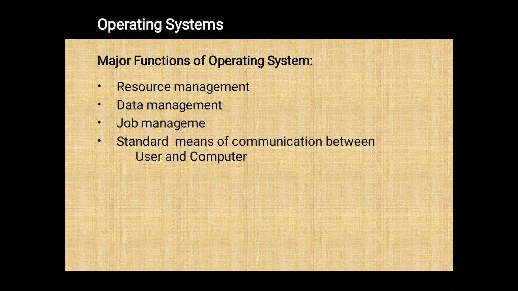So in the last slide, the major functions of the operating system are resource management, data management and job management, and also a standard means of communication between the user and computer. Finally, I conclude my topic regarding operating systems with the major functions of the operating system. Resource management means we can manage any of the resources by using the OS. Also data management, job management, and it is the only way to communicate between user and computer. It acts as a middleware.